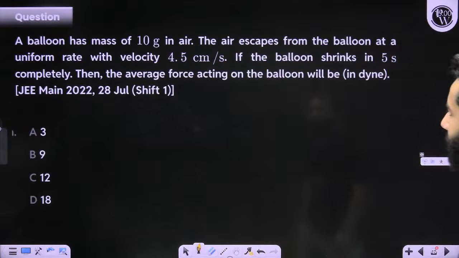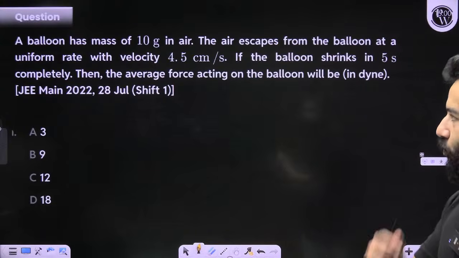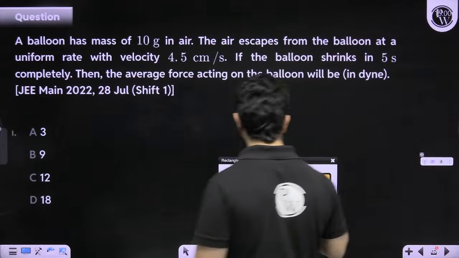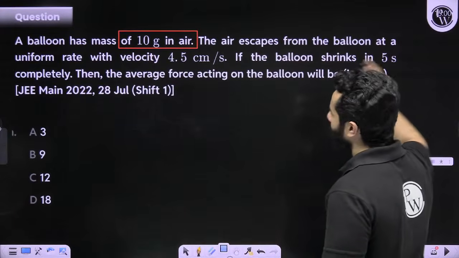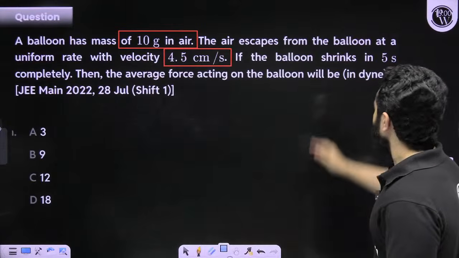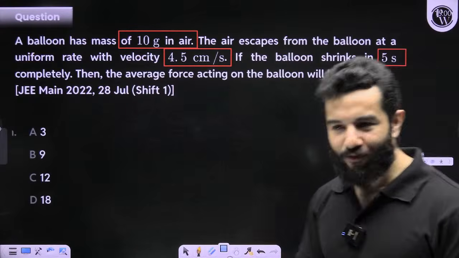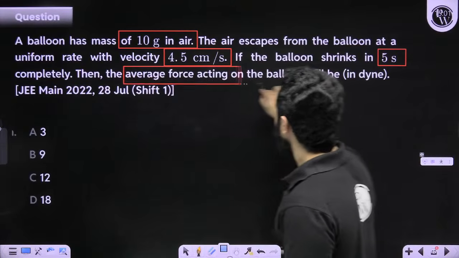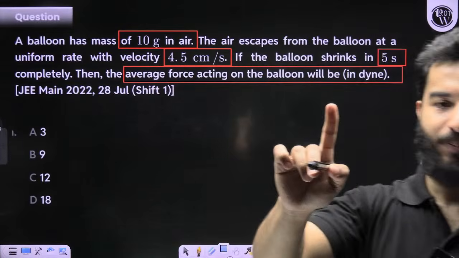Let's see this question. This is again a nice problem, my dear friends. A balloon has mass of 10 gram in air. The air escapes the balloon at a velocity of 4.5 centimeter per second. If the balloon shrinks completely in 5 seconds, then the average force acting on the balloon will be, in dyne, my dear friends.